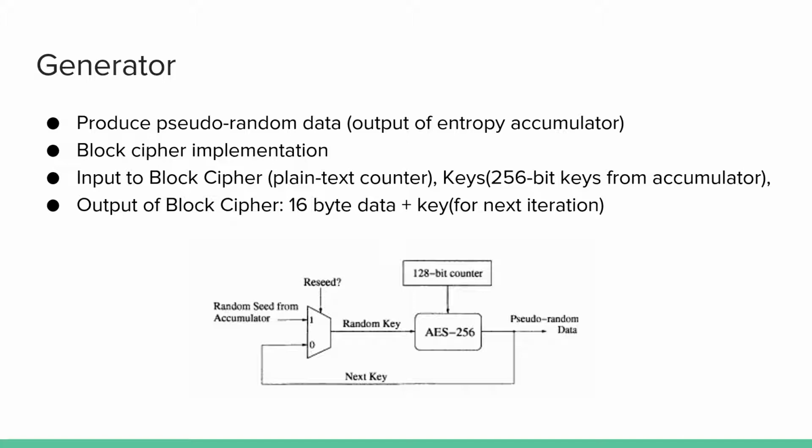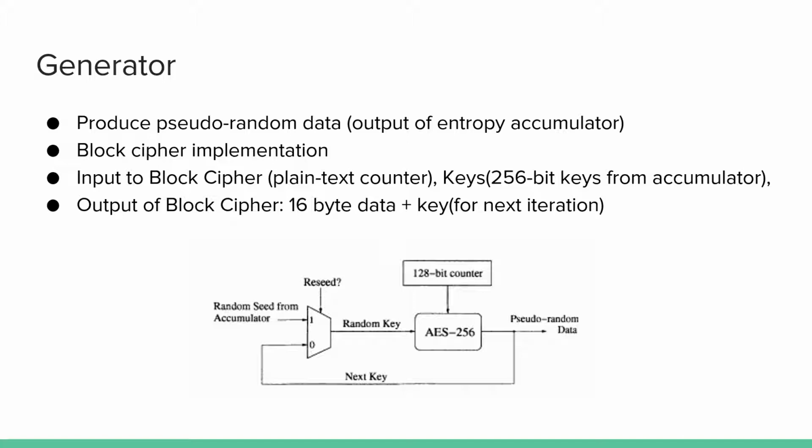As can be seen from the figure below, it's fairly simple: it receives the seeds from the accumulator and then checks for a seed or a reseed and then feeds in a random key, using an AES 256 block cipher, and generates the pseudo-random data, which is basically the output of the generator phase.